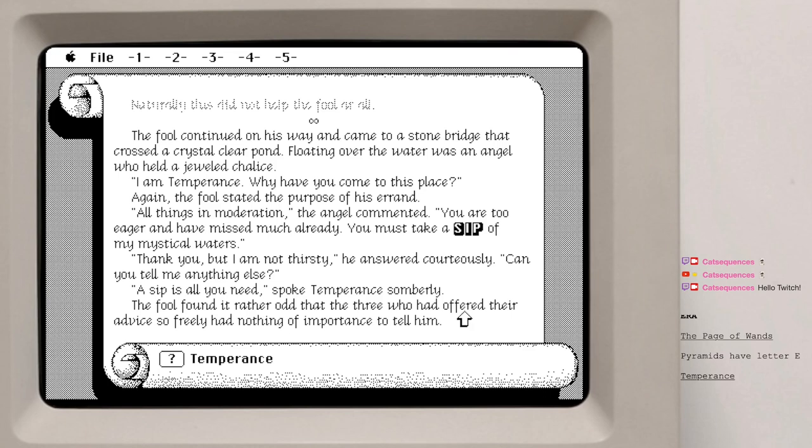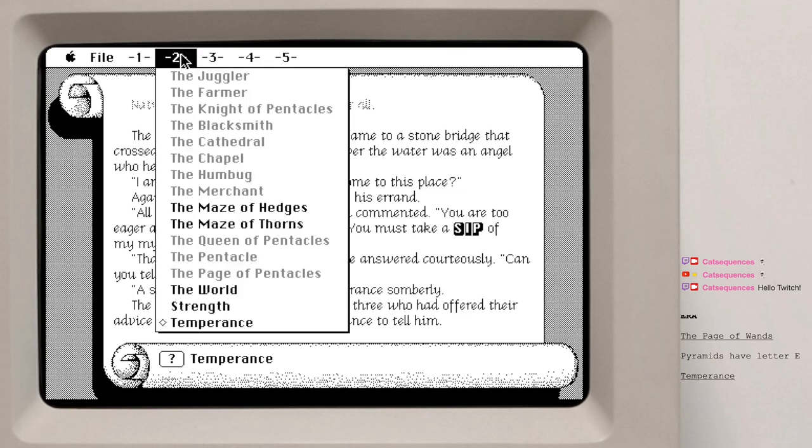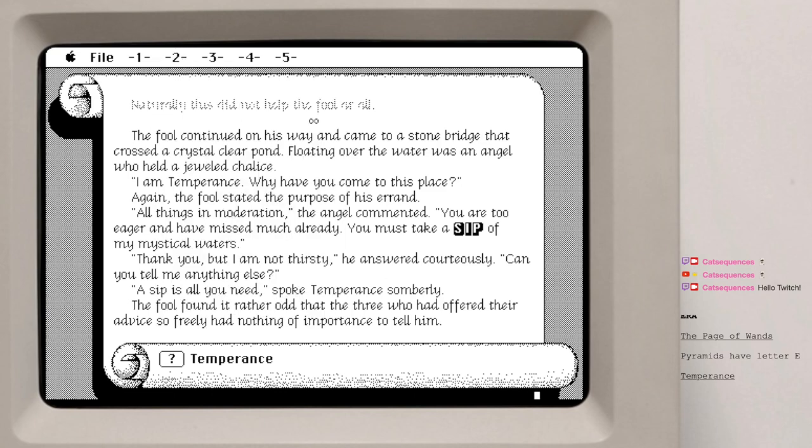So that's... I'm not sure who that is. The world? Strength and Temperance? Yes, I guess so, because they said yes, ear and sip. Which might be an anagram? I don't know. Yes, sip and era. There's not a great variety of letters in there, is there?